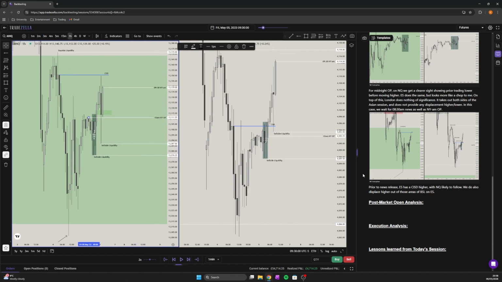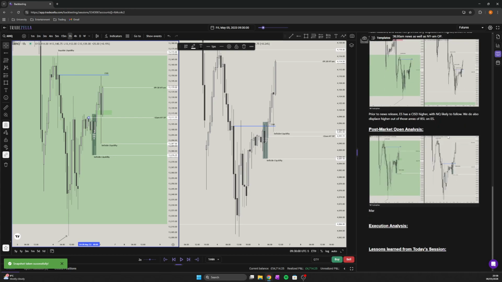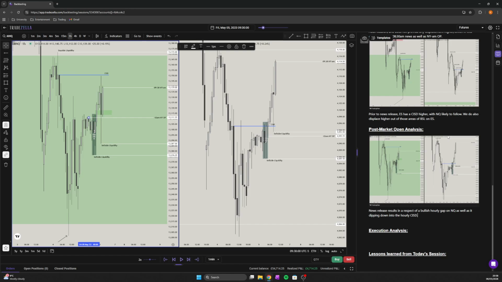Bullish value gap. So let's just talk about it. News release results in a respect of a bullish hourly gap on NQ, as well as it dipping down into the hourly Wednesday delivery.